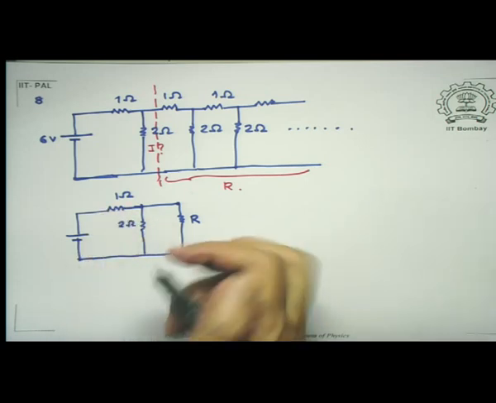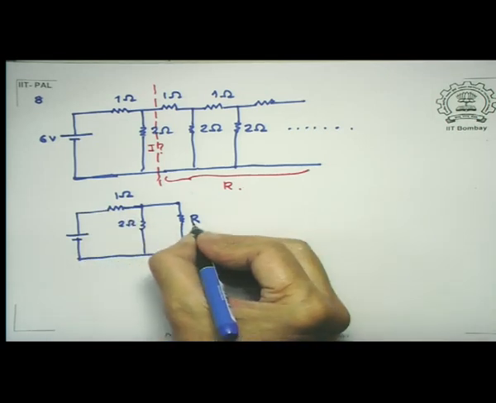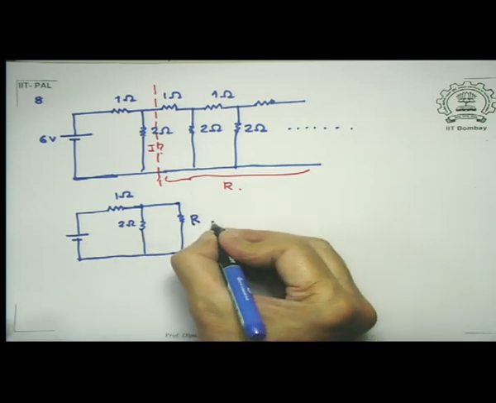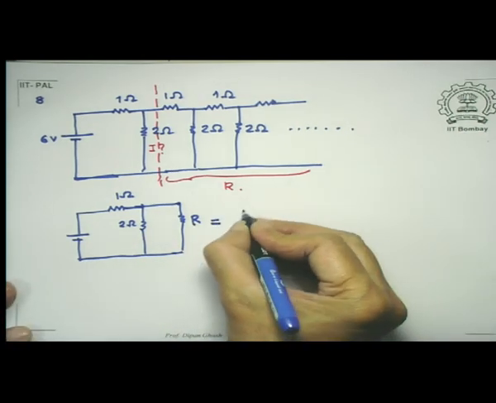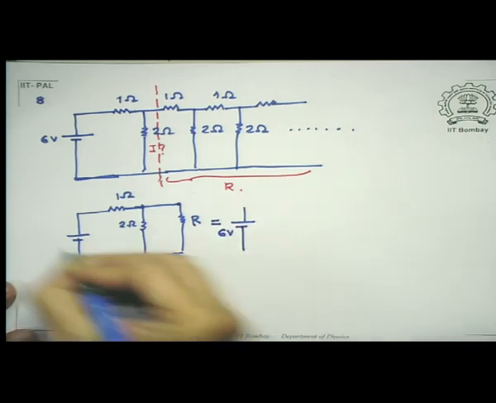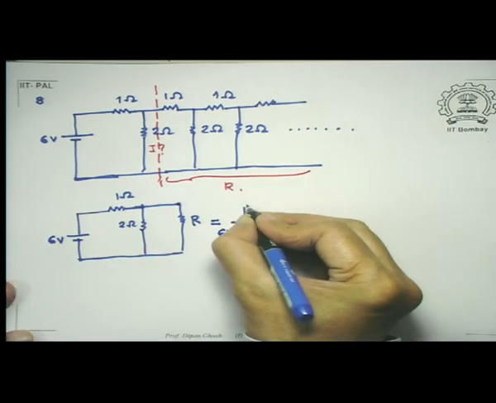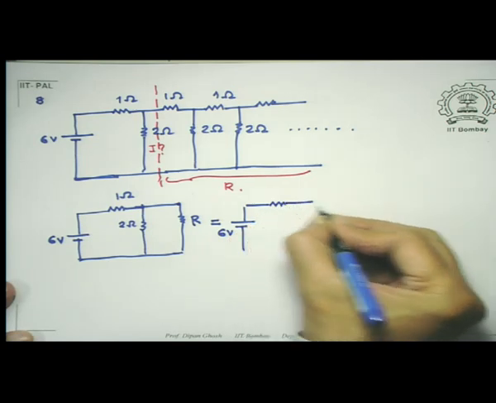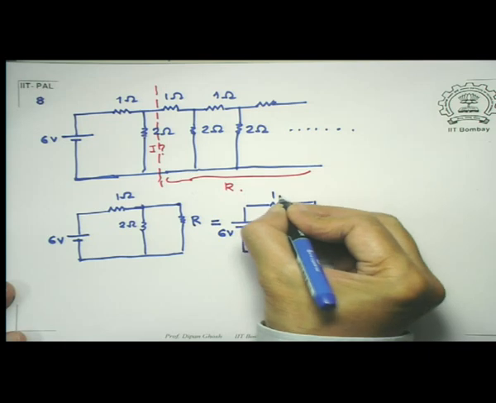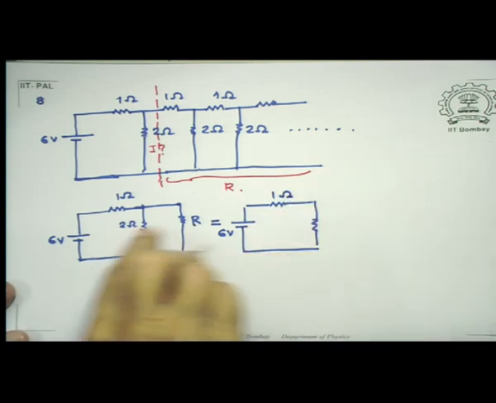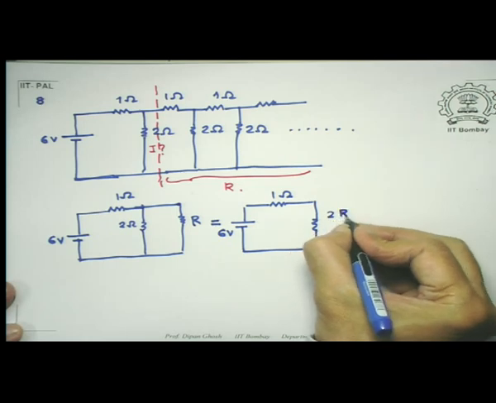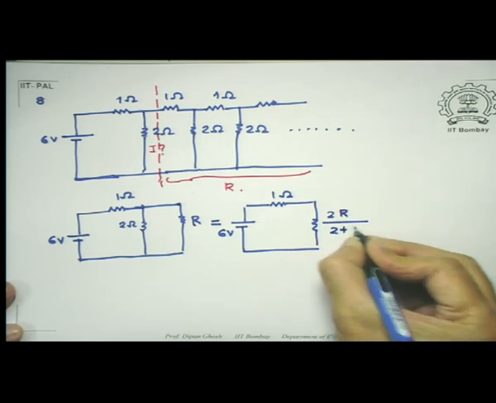So now, this 2 ohm and this R, they are in parallel. So therefore, this is equivalent to a battery, 6 volts there, a 1 ohm here, and an effective resistance there. So this is 1 ohm, and this is the combination of 2 and R. So this effective resistance is 2R divided by 2 plus R.